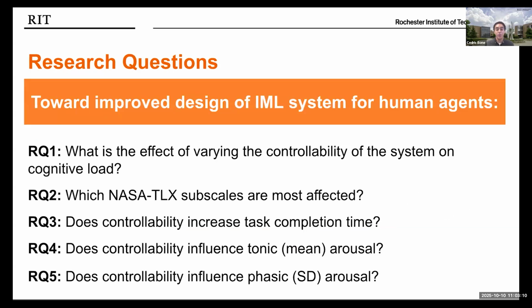In this study, I have a few research questions. What is the effect of varying controllability on the system? What is the effect of varying controllability of the system on cognitive load? What TLX subskills are most affected? Does controllability increase task completion time? Does controllability influence tonic arousal? Does controllability influence phasic arousal?